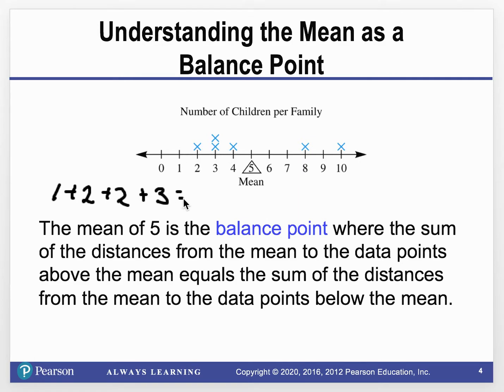If we add that up, 3, 5, 7, 8. On this side, the 8 is 3 units away from 5, and the 10 is 5 units away from 5. If we add those distances up, notice we get 8 on both of them. So that's what we mean by the balance point. If you placed weights at these positions, it would balance right here at the mean.